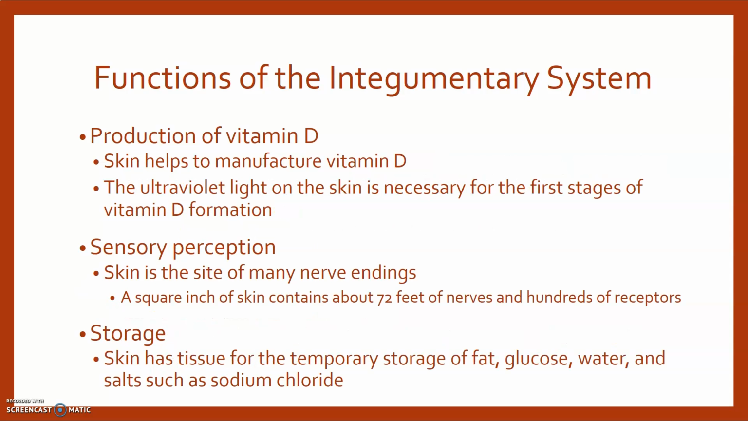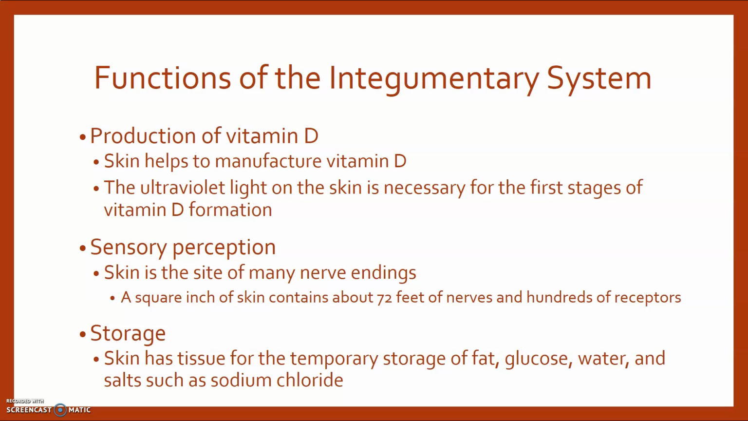The integumentary system is important in the production of vitamin D. So vitamin D helps to keep our bones strong because it increases calcium absorption in the intestines. And skin is important in one of the first stages of vitamin D formation. An excellent way to get vitamin D is to expose skin to ultraviolet rays of the sun. And your skin is able to then make vitamin D from the cholesterol that's in your skin.